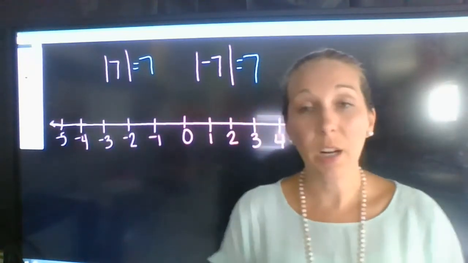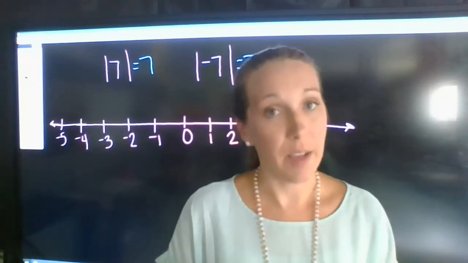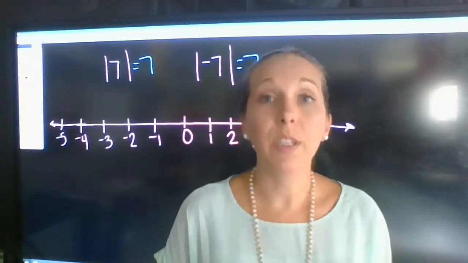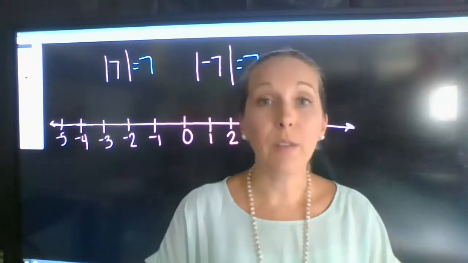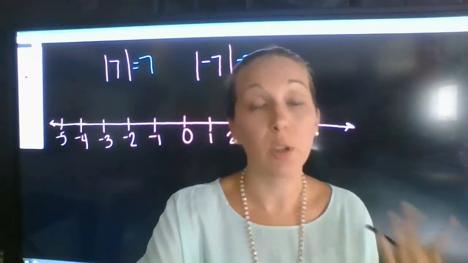So, just a little recap from today. Opposites and absolutes are not the same. Opposites are on different sides of 0. Absolute value talks about the distance that both or more numbers are from 0.